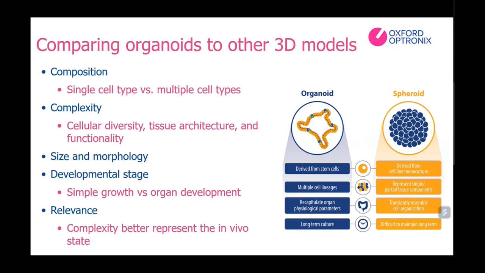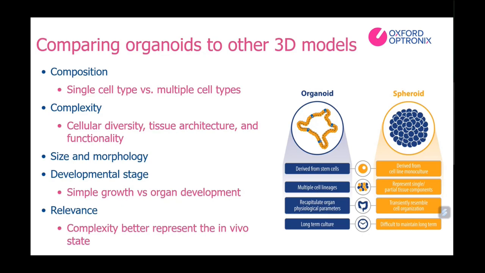In developmental stage, organoids are designed to mimic the development of a specific organ and can recapitulate the organogenesis process, including tissue patterning, morphogenesis, and cell differentiation. Colonies and spheroids, though, are typically not used to model organ development, but are often used for simpler applications in basic cell biology. And last, functional relevance.